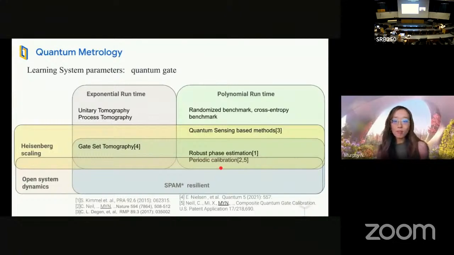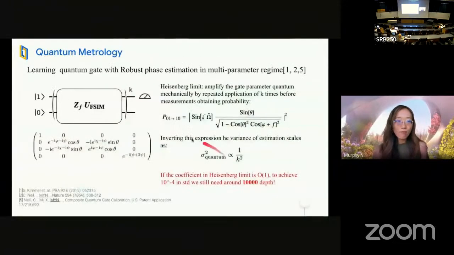It is a multiple parameter generalization of robust phase estimation. And it's the only algorithm, to our knowledge, that achieves the Heisenberg limit, polynomial runtime, can be adapted to learn open system and closed system dynamics, and is SPAM resilient. However, this method is not good enough yet to achieve this 10 to the minus 4 accuracy. And I'll try to explain to you why.